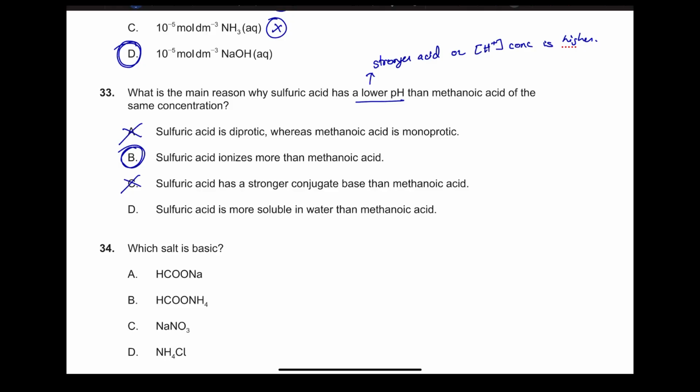Last, sulfuric acid is more soluble in water than methanoic acid. Solubility in water is okay, but ionization is important. So yeah, D is also incorrect.